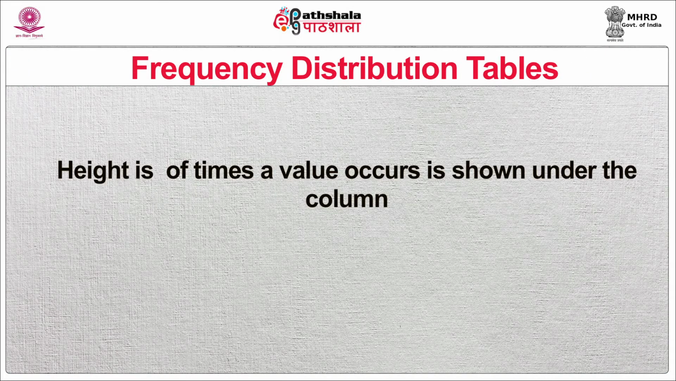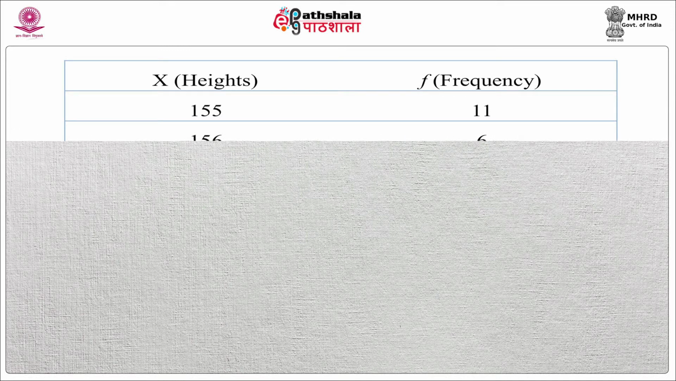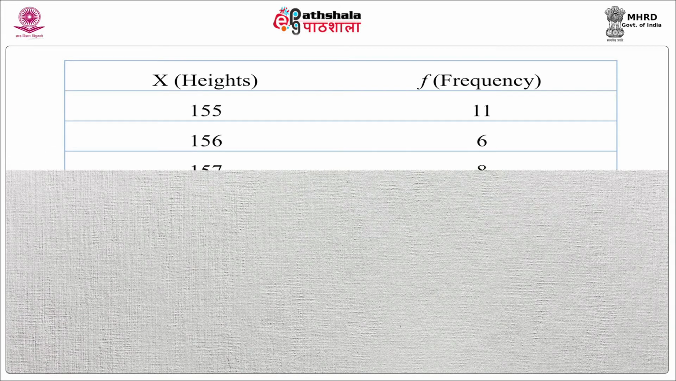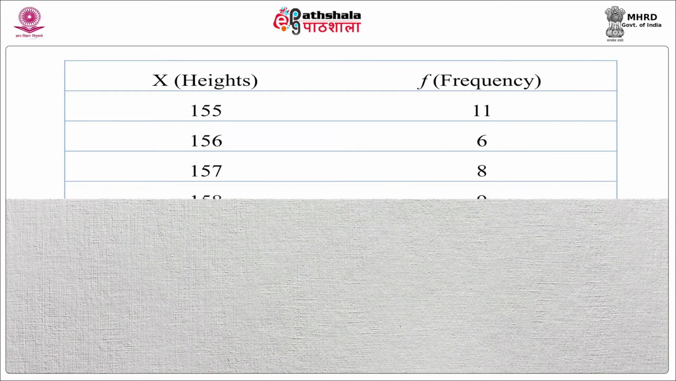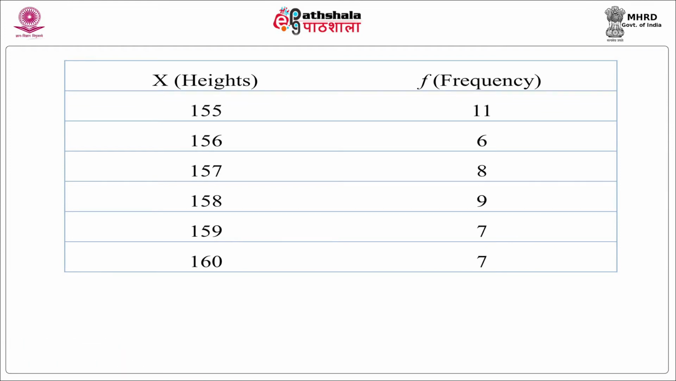The number of times a value occurs is shown under the column f. Now, in this data of 48 students, the heights are given with the frequencies. We can see that for the height of 155 centimeters, there are 11 students, 156 centimeters, there are 6 students, 157 centimeters, there are 8 students, and so on, till we see that the students with the height of 160 centimeters number 7. The above table is characterized as the discrete series.